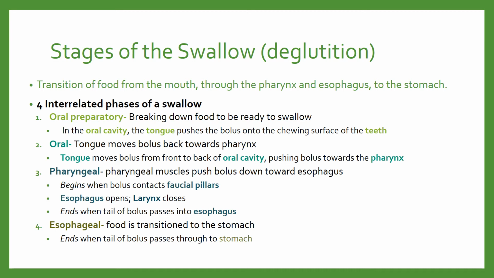Once that piece of steak passes into the esophagus, that starts the esophageal phase. The esophageal phase continues as that food passes through the esophagus, and once it enters the stomach, it ends the esophageal phase, and that ends the stages of swallowing.